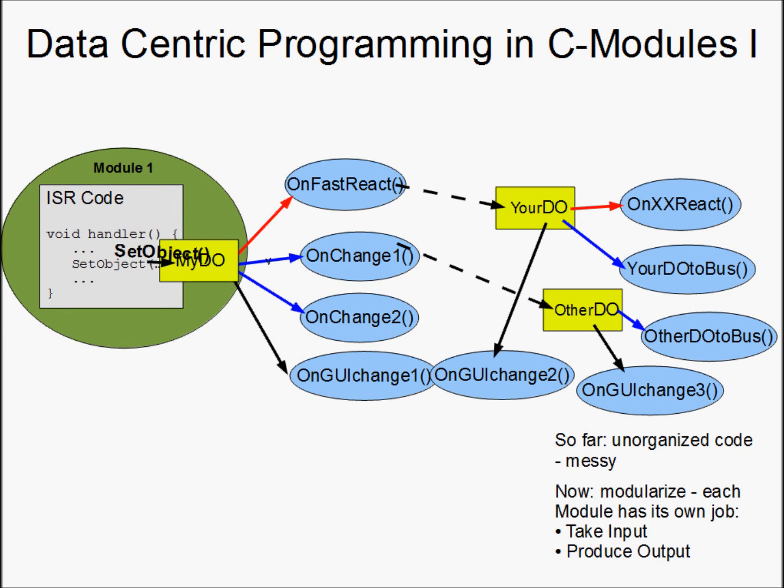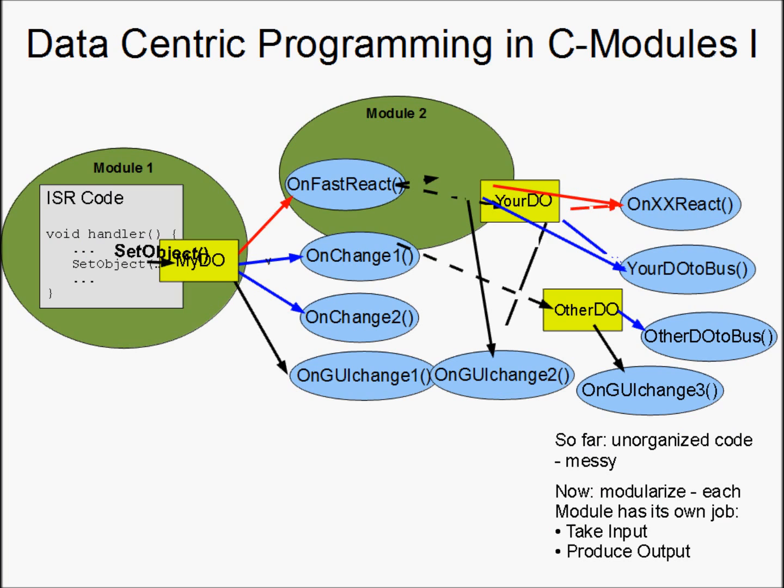The first module is responsible for accessing the hardware registers and for retrieving a value, for example from an AD converter. It sets the AD value to a data object. This is a well-described task, and any source code required to do this job belongs into a single C module. This could be an ADC module.